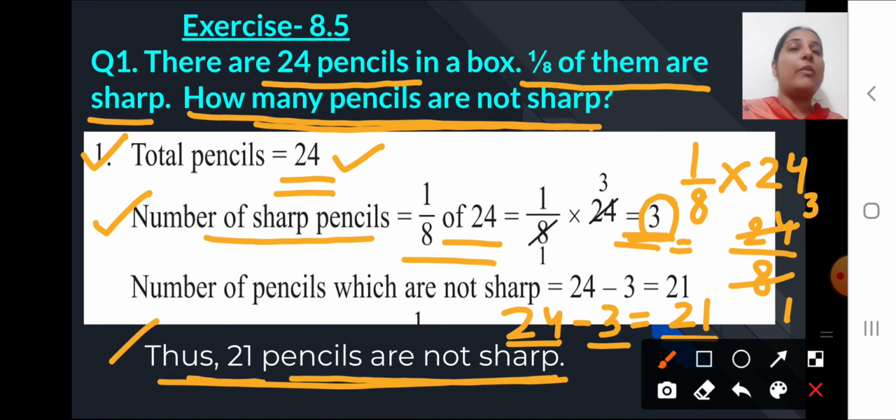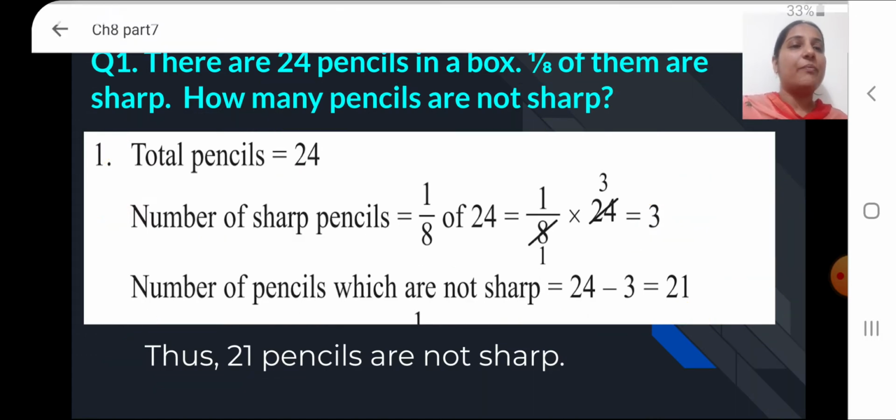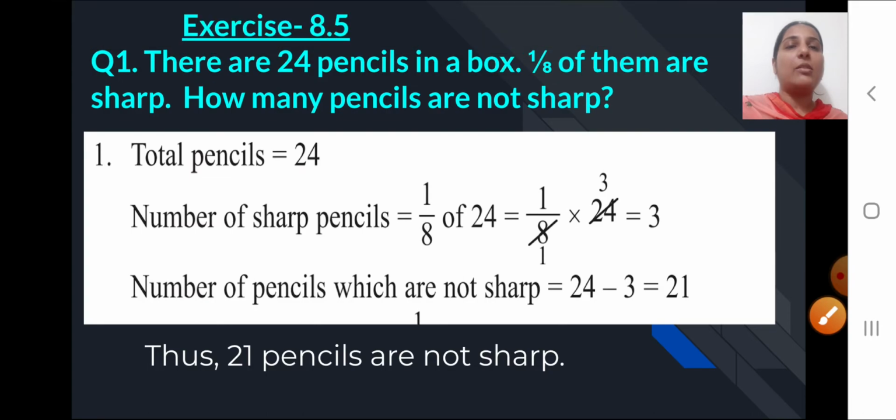So in this way we will read the question carefully. We will find out what information has been given, what we have to find out, which operation to be used. Finally, we will solve and write the answer in the form of a statement. Okay, children. Now, let's move to the next question.